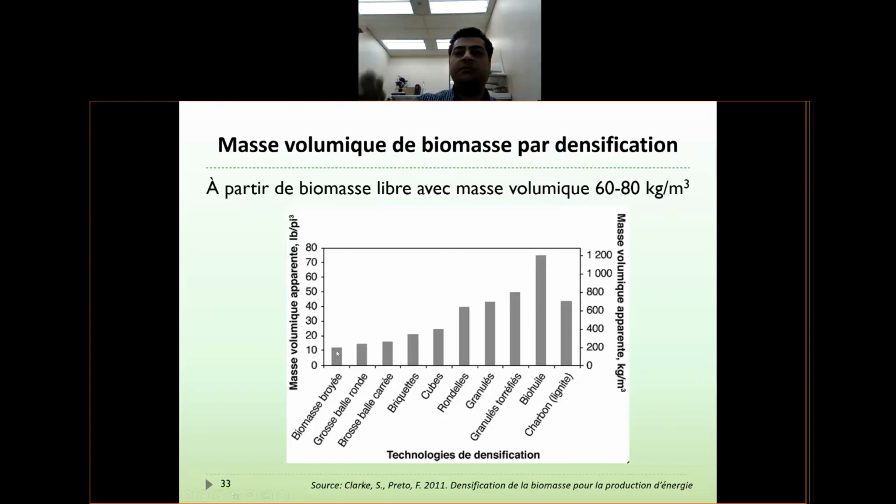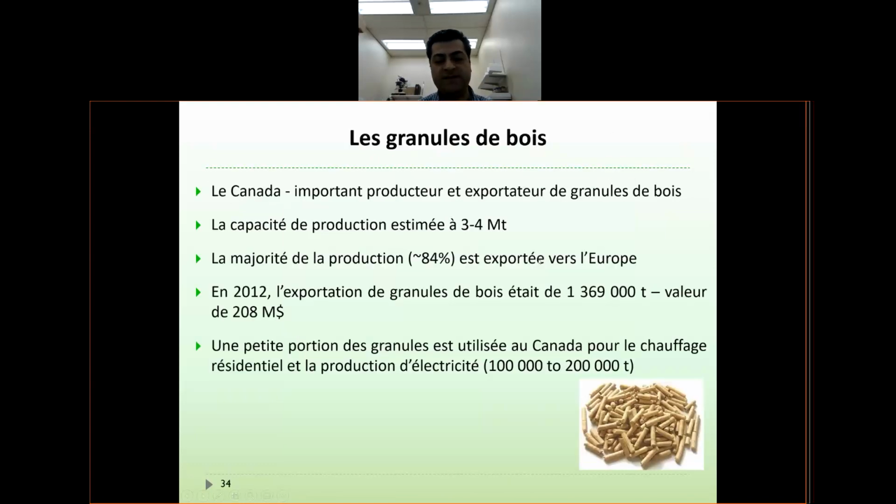This is why one of the pre-treatments that we have to do on biomass is called densification of biomass. In other words, densification of biomass means to make the biomass dense and dense and dense as much as possible, so the volumetric mass of the biomass could be much smaller. That's the main reason for densification, as listed in this slide here.